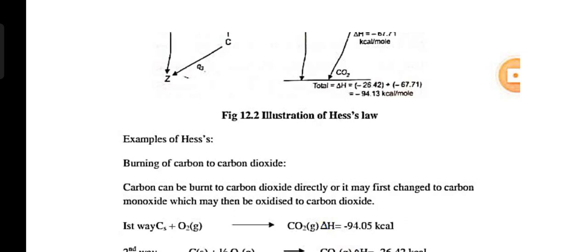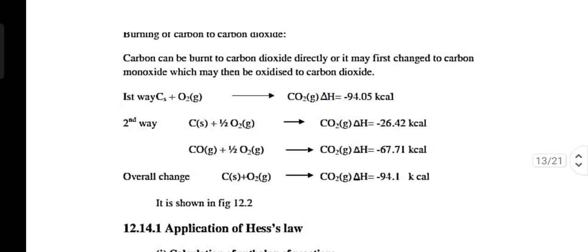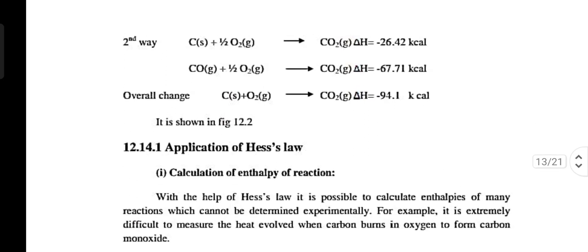Example of Hess's law: burning of carbon to carbon dioxide. Carbon can be burned to carbon dioxide directly, or it may first change to carbon monoxide, which may then be oxidised to carbon dioxide. First way: carbon solid plus oxygen give carbon dioxide, ΔH, heat of enthalpy, minus 94.05 kilocalorie. Second way: carbon solid plus half oxygen give carbon monoxide gas, ΔH minus 26.42 kilocalorie. Overall, carbon plus oxygen gas give carbon dioxide, heat of enthalpy minus 94.1 kilocalorie. It is shown in figure 12.2.